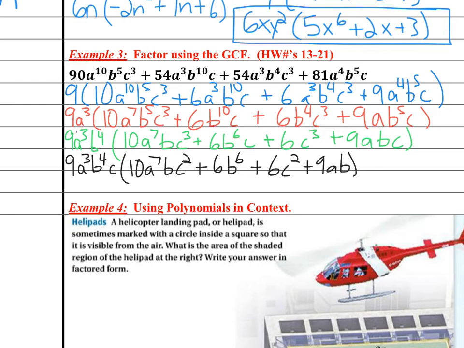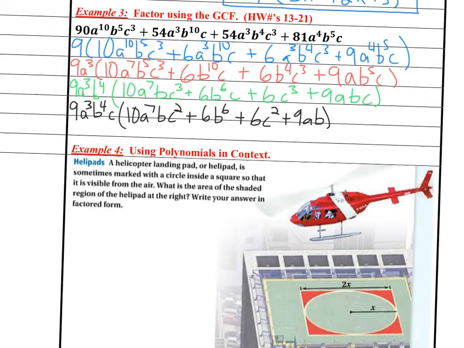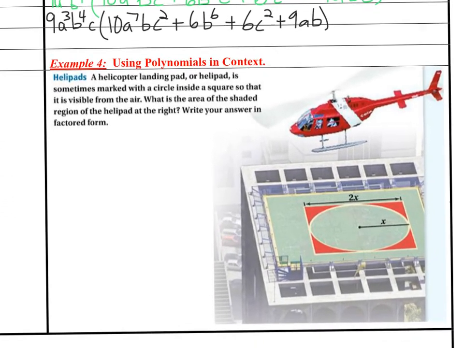Last question. A helicopter landing pad or a helipad is sometimes marked with a circle inside a square so that it's visible from the air. What's the area of the shaded region of the helipad at the right? Write your answer in factored form.